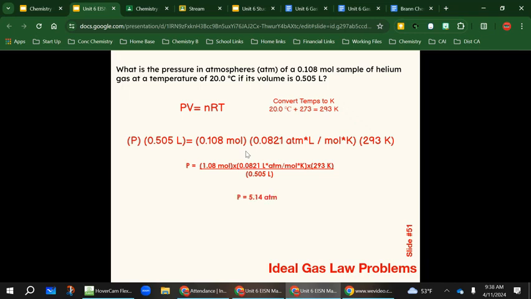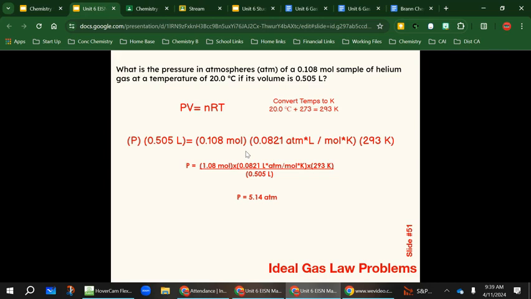When you do that math, ladies and gentlemen, there's your answer: 5.14 atmospheres. You don't have to hold anything constant anymore. Matter of fact, if they give you the conditions, you could figure out which one you're missing. How many variables are in this formula? How many things are there to possibly solve for?